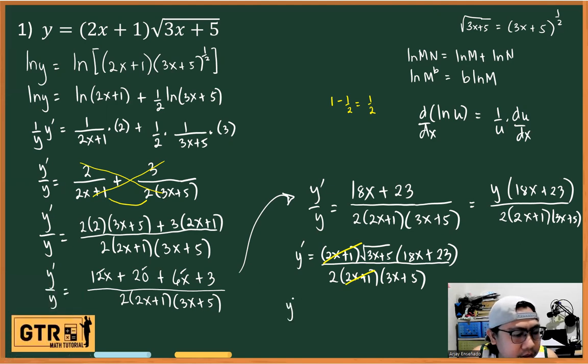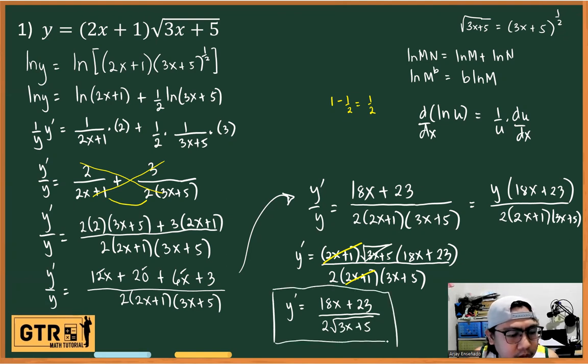So therefore, the final answer, the derivative or y prime is equal to, this will be cancelled out. So therefore, we have 18x plus 23 in the numerator and in the denominator, we cancel the 1/2 of this, since this is 1 minus the 1/2. So we have 2 times 3x plus 5 raised to 1/2, or simply square root of 3x plus 5. So this is the answer by using the logarithmic differentiation. So if we use the product rule, we will come up to this answer also.